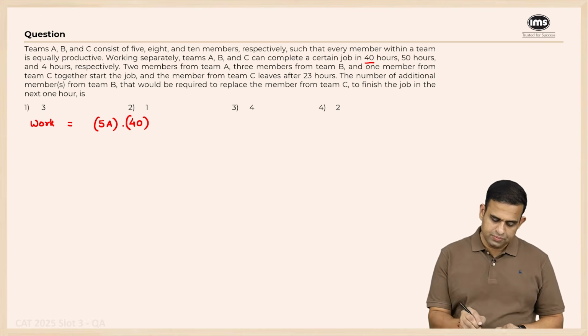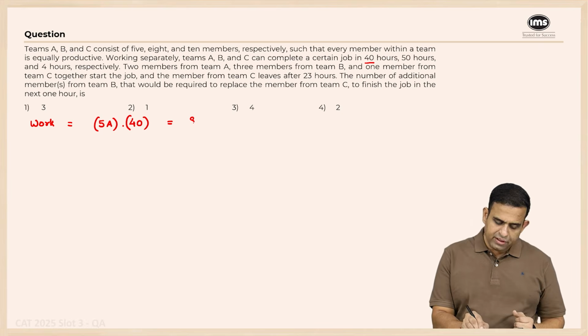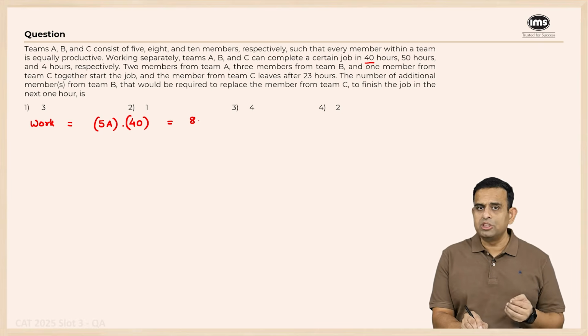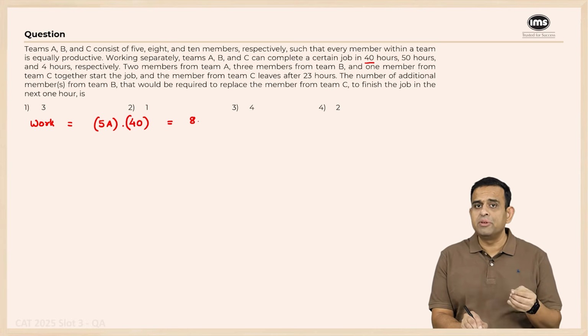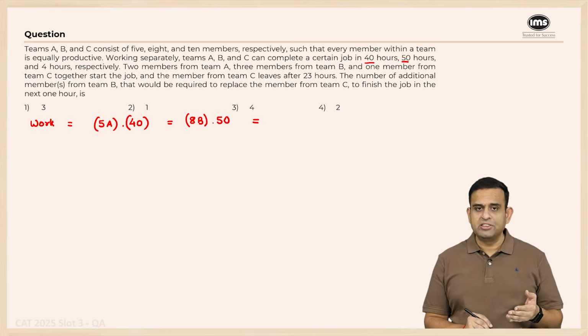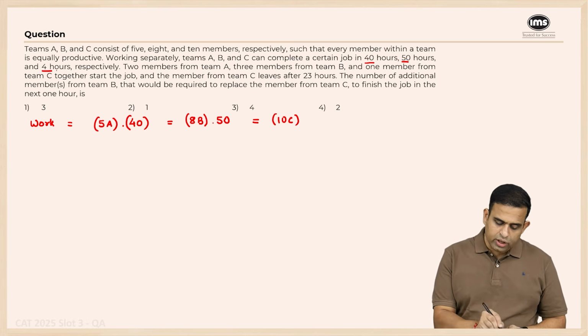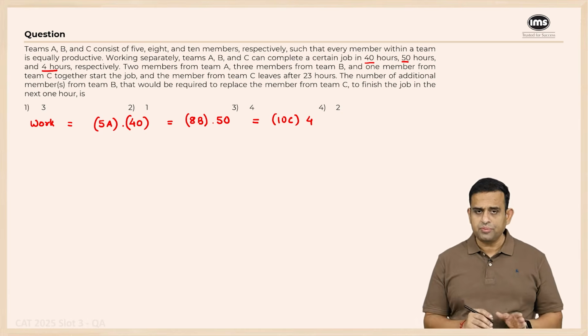This is the total work. If I look from the team B perspective, we have 8 members, so the 8 members of team B will do how much in 1 hour? 8 into B, where B represents the amount of work done by a team member of that team in 1 hour, and they take 50 hours, so 8B into 50. And the same work, if members of team C do it, 10 members are there, so in 1 hour they can do 10C, and team C takes 4 hours, so 10C into 4. So what is happening here?